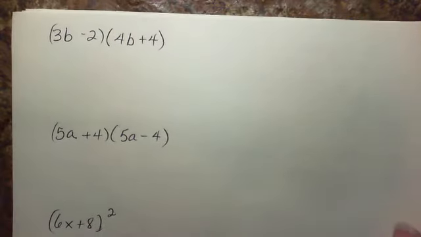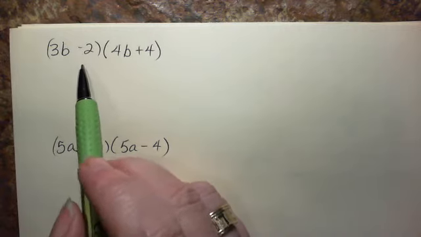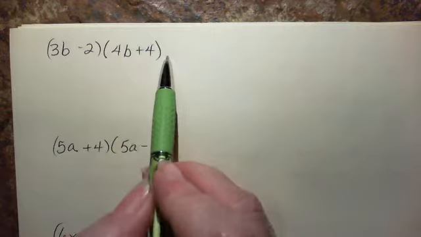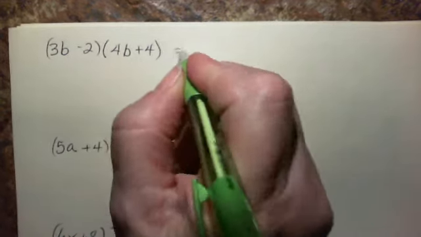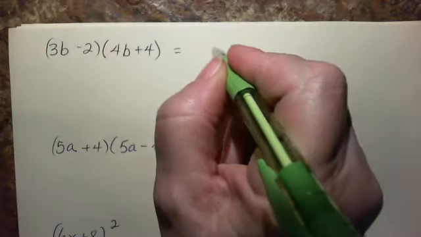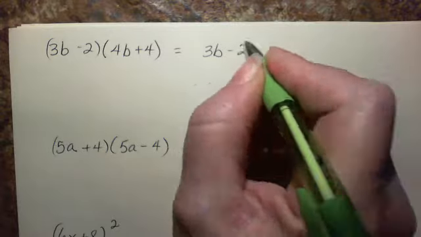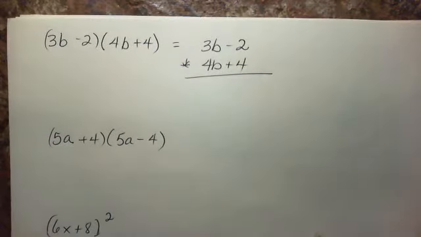Again, the last few we have to look at are patterns. So binomials, there are some patterns when we're multiplying binomials. When we have 2 terms times another 2 terms, we could stack these. If we stack these, neither is longer than the other. We could rewrite this as 3b minus 2 times 4b plus 4, and multiply as we just did.